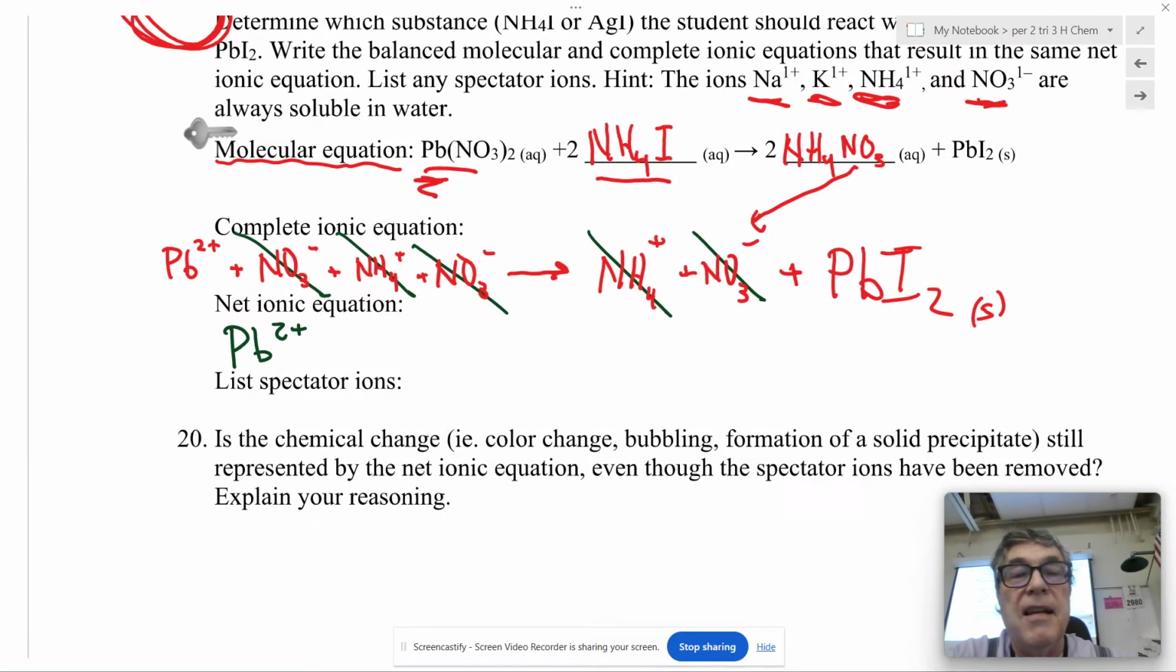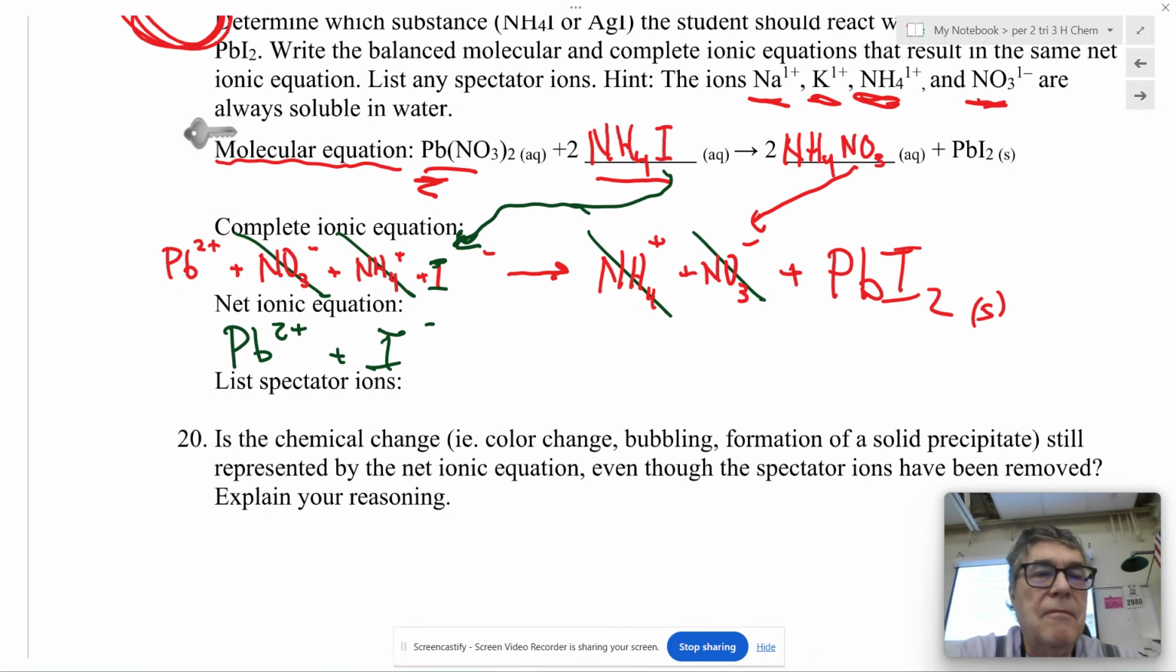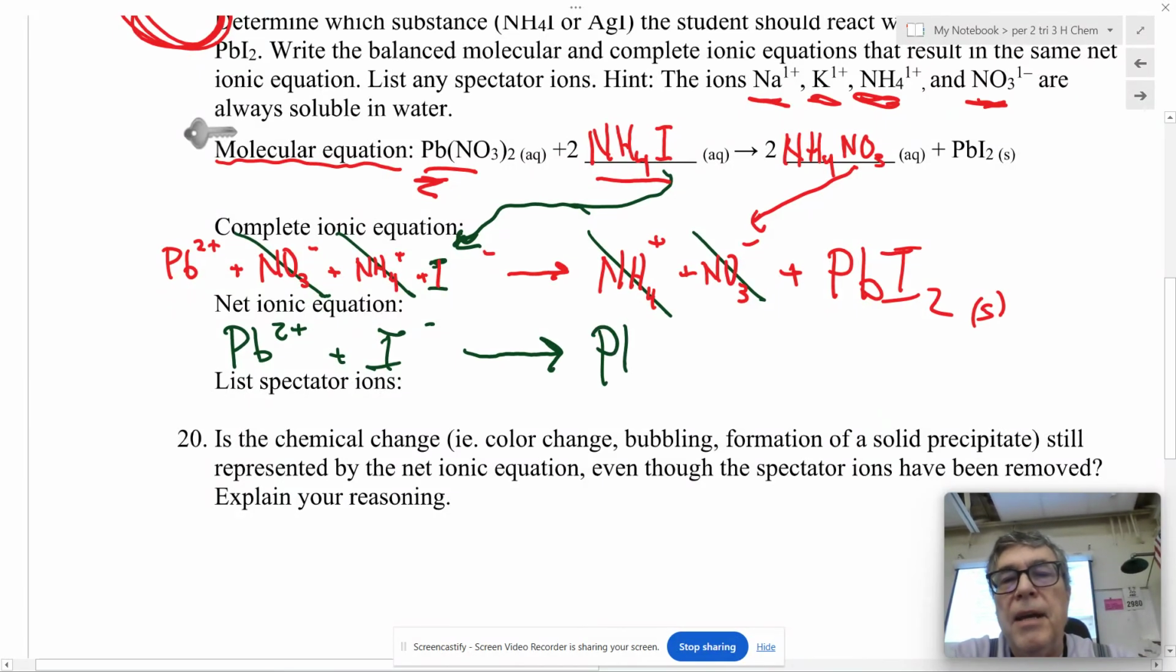Oh, I see. I made a mistake back here. This was supposed to be iodine. Yeah, silly me. That's going to mess people up taking notes at home, because that was the iodine. There it is. That iodine should have been right there, and I missed it. Why didn't you guys stop me? We're not smart enough to challenge it. Makes PbI2 solid.